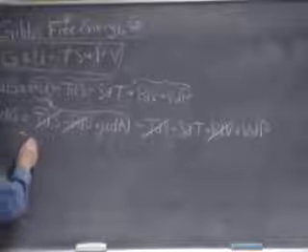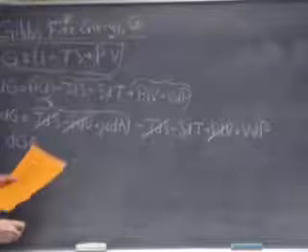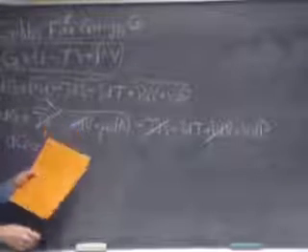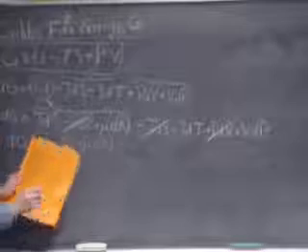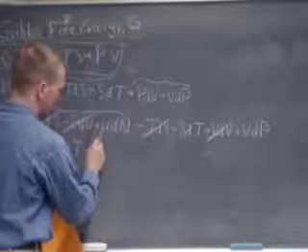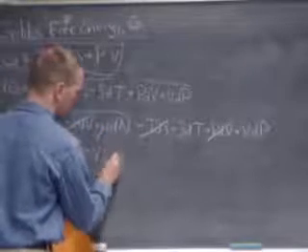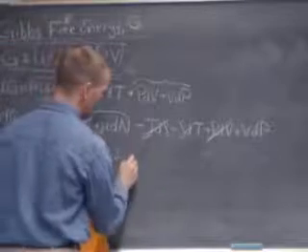So, dG equals, let's see the order I want to put it in here, negative SdT plus VdP plus mu dN.